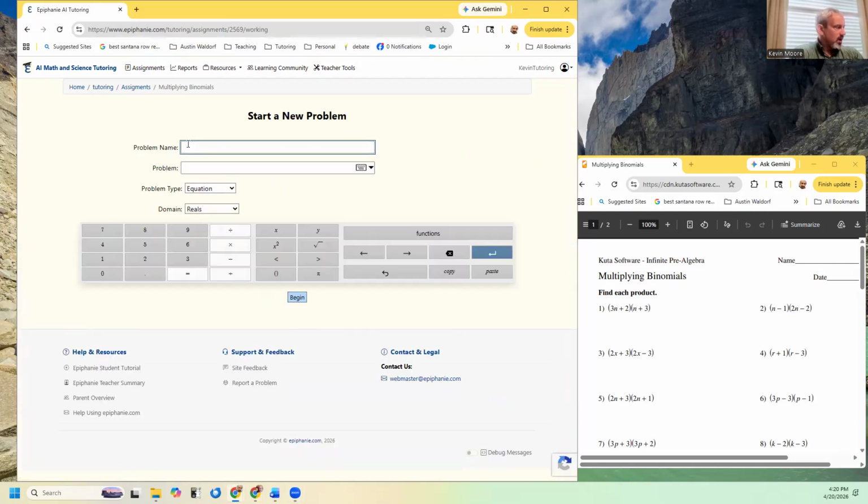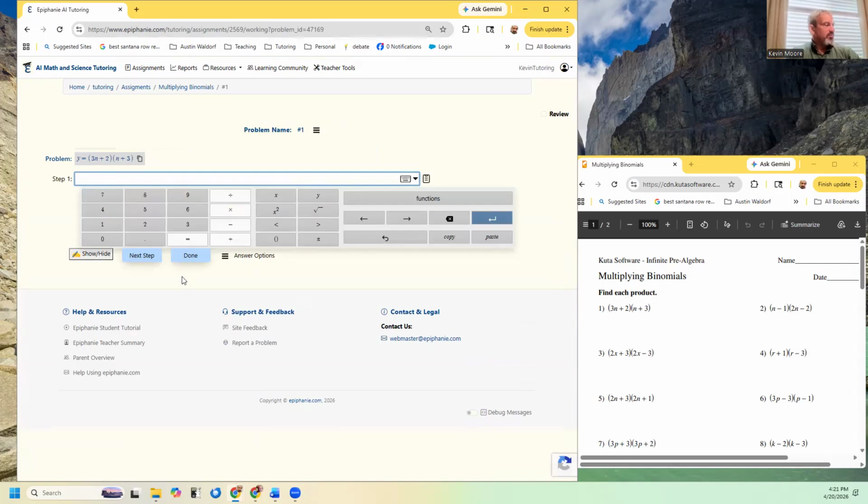New problem. I'm going to use the same numbers here, and we have to have an equation to describe this. Later on, we'll be able to simplify and expand on other things. Right now, we're just keeping everything as equations. And we're saying that y equals 3n plus 2 times n plus 3. Let's go ahead and start that.